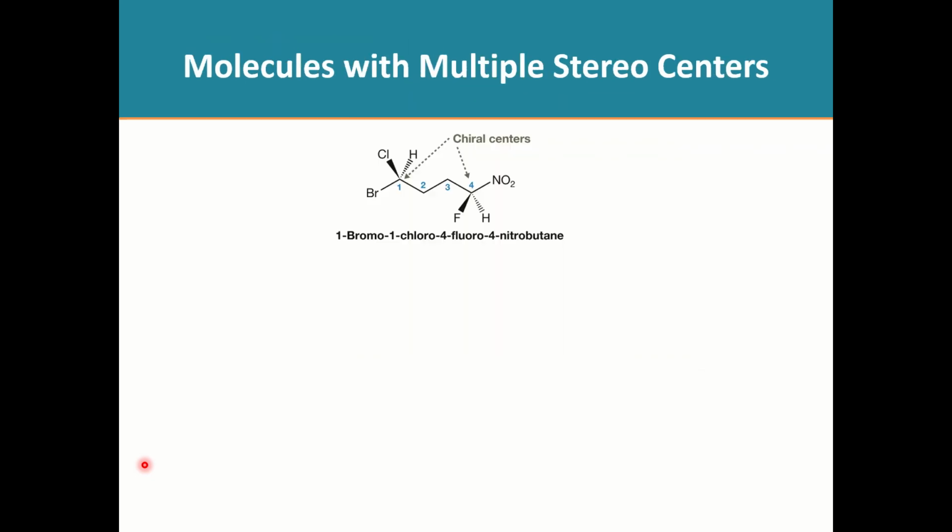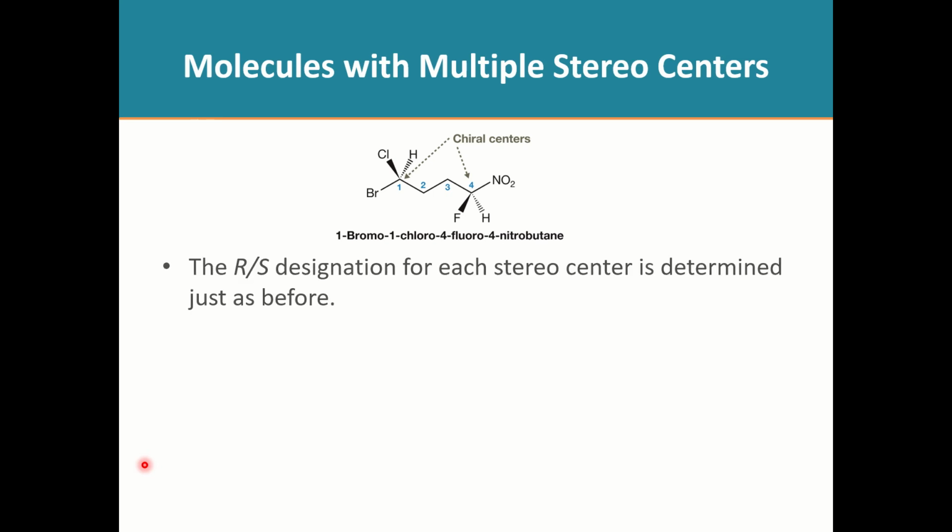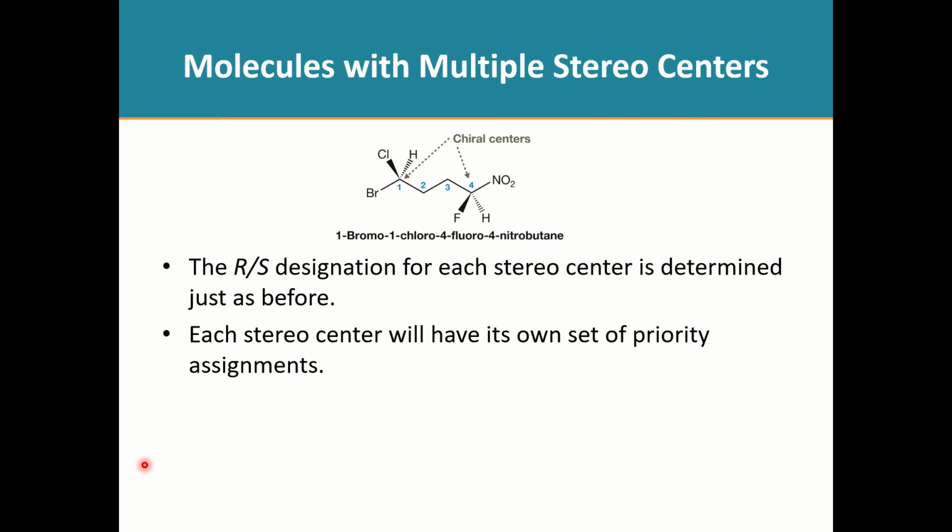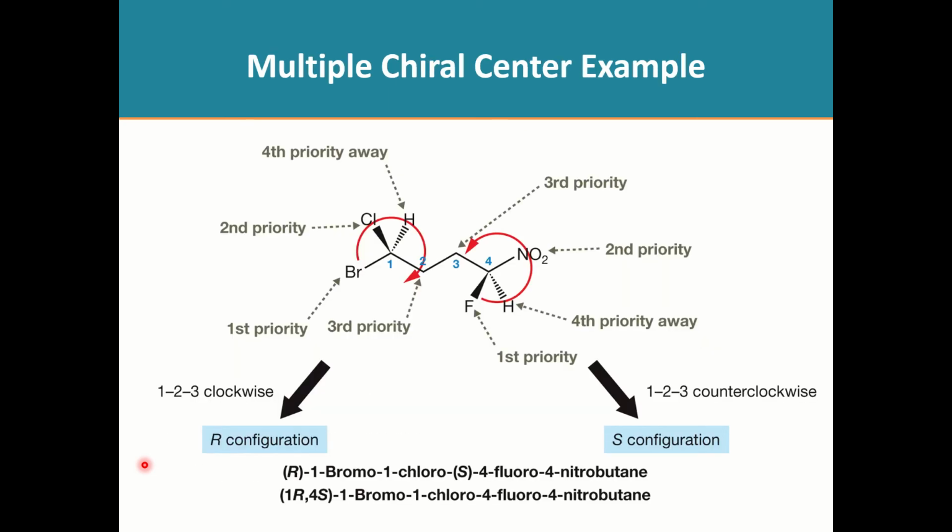Okay, now I've been showing you how to find or designate the configuration of the stereocenters when there's only one. But organic chemistry is more complex than that, and you're going to have multiple stereocenters in a molecule. So the trick is you just look at each stereocenter one at a time. Treat the entire molecule as if there's only one stereocenter. Okay, and you just follow what you've learned.